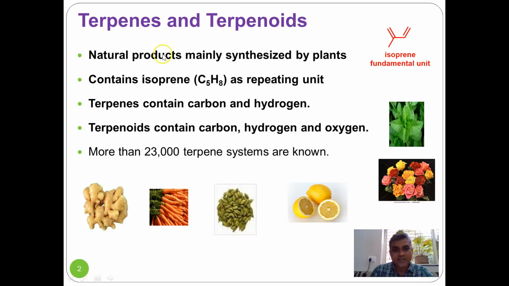Terpenes and terpenoids are natural products, and these natural products are mainly synthesized by plants. These terpenes and terpenoids are made up of the isoprene unit. In other words, the isoprene molecule is found to be a repeating unit in the structures of terpenes and terpenoids. When these compounds contain carbon and hydrogen, they are called terpenes. When they contain carbon, hydrogen and oxygen, they are called terpenoids. In other words, the oxygenated form of the terpenes is called terpenoids.